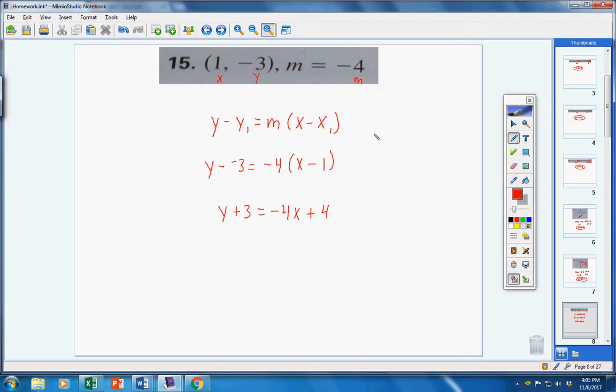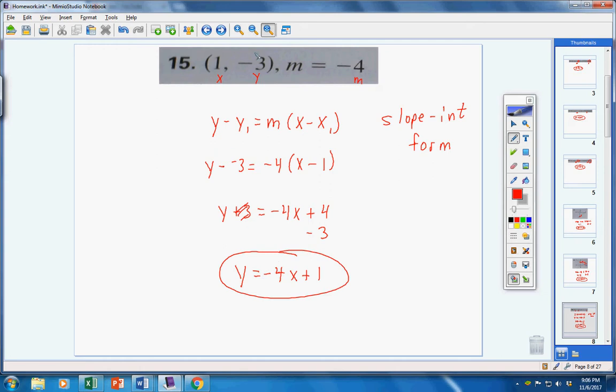Now, the direction said to write the equation in slope-intercept form, which means to get y all by itself. So bring the positive 3 over, make it a negative 3, and we're left with y equals negative 4x positive 1. There we go. We did it. I gave you a point and a slope, and we wrote a linear equation for that information.